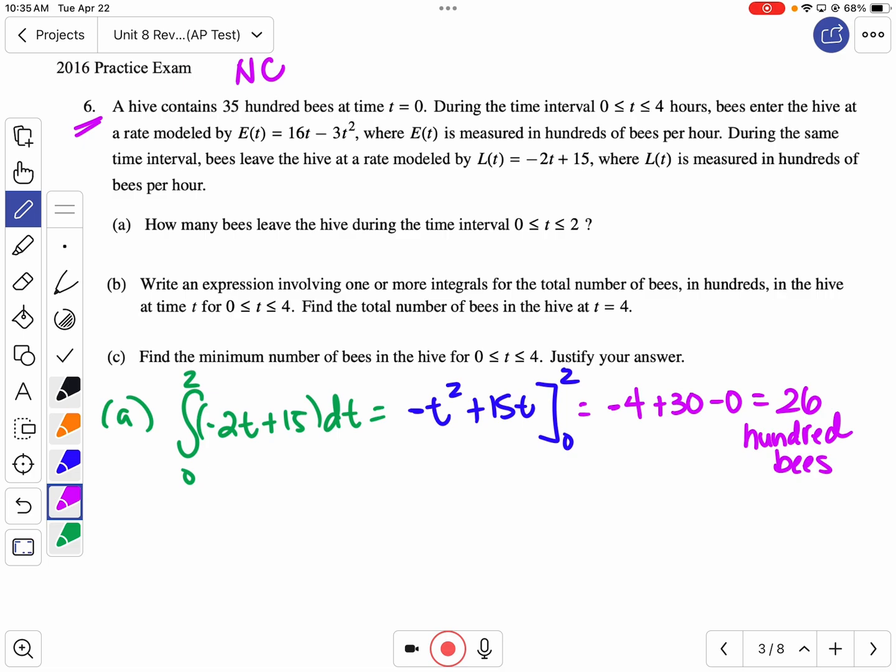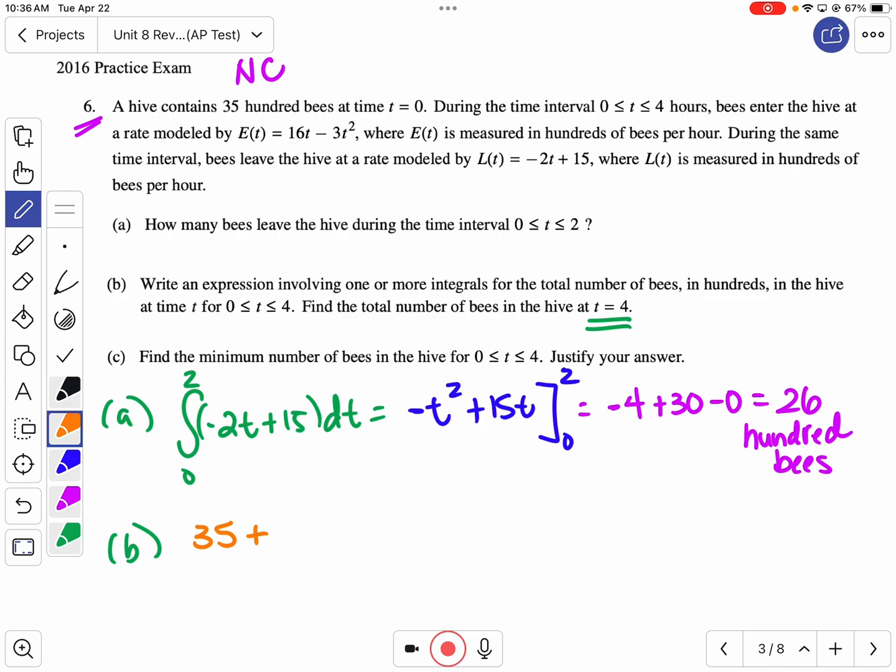All right, good. Part B. Write an expression involving one or more integrals for the total number of bees in hundreds in the hive at time t equals 4. Find the total number of bees in the hive at t equals 4. So we can kind of do this in 2 steps, or we can do it in 1. How many bees are in the hive when we start? 3,500. So I'm going to keep those. I don't lose any bees. And we want to go from 0 to 4. So let's talk about what happens.